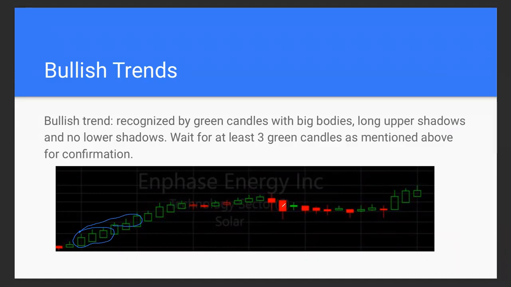When I say trend, it's saying that the stock is going up, but it doesn't tell you that it's going to go straight up. You are saying that the trend is still positive, it's still going up, and this works about 80 to 90% of the cases. As with any other indicator, it is not 100% foolproof. Okay? So you wait for at least 3 green candles as mentioned above for confirmation.